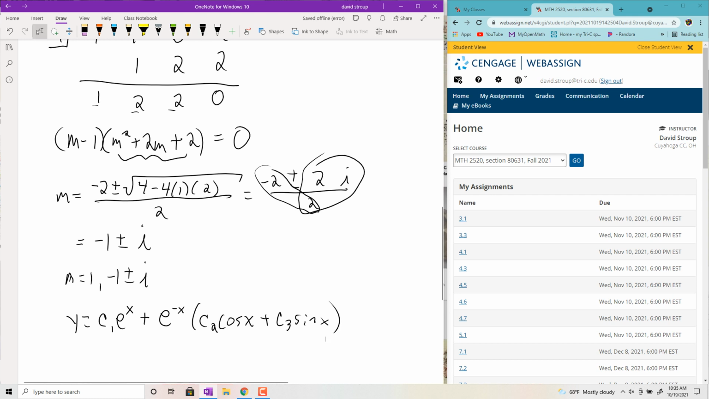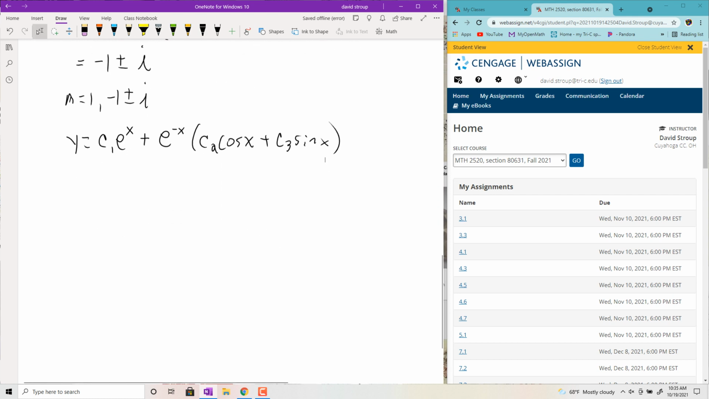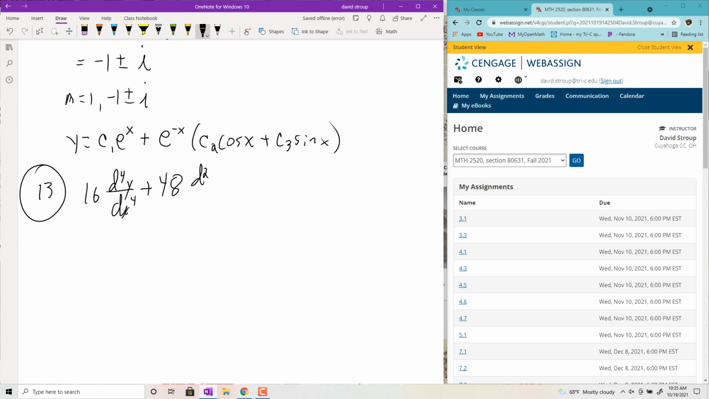All right, let's look at another one where it's kind of more difficult. Number 13. We have 16 times the 4th derivative of y with respect to x, plus 48 times the 2nd derivative of y with respect to x, plus 36y equals 0. Form the auxiliary equation, and then factor this guy. So looks like I can pull out a 4.